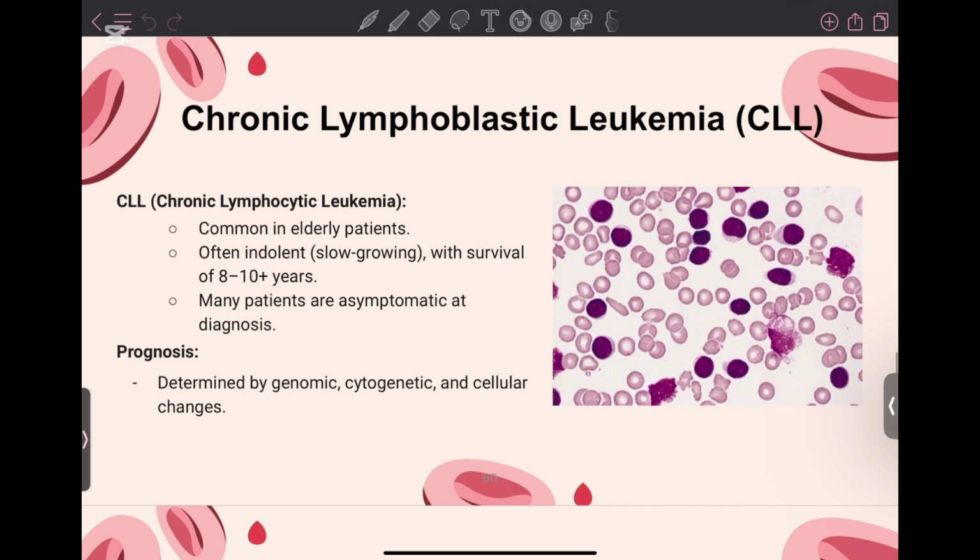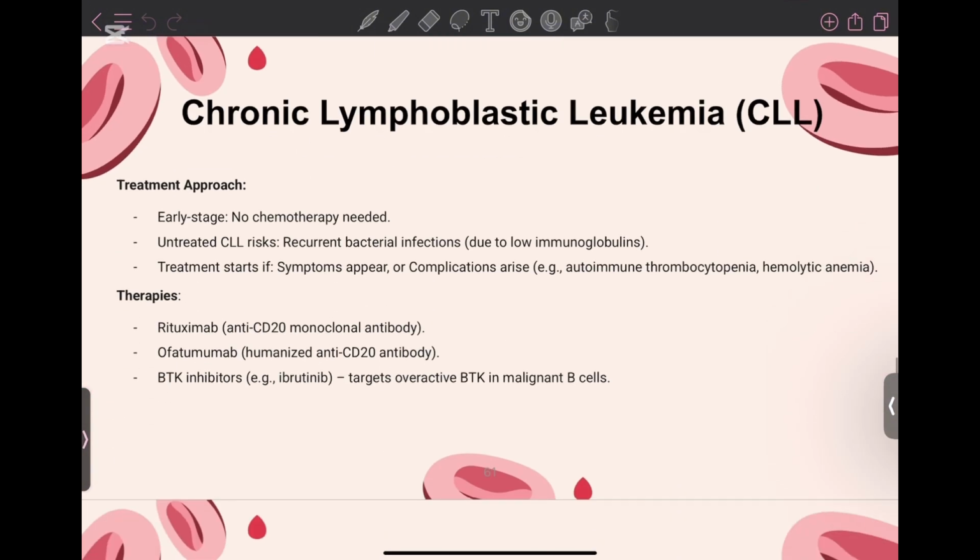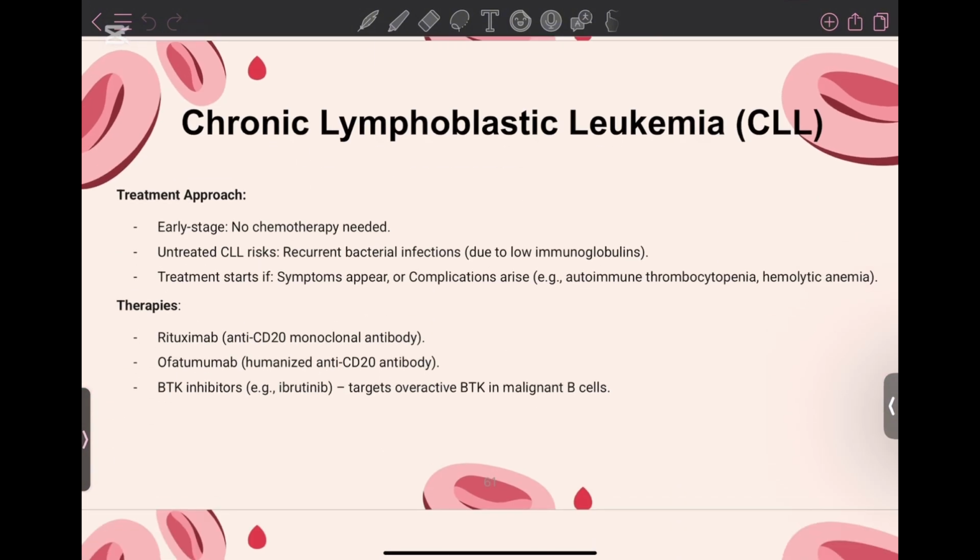Now, moving on to the chronic lymphocytic leukemia. Chronic, so it tends to occur in the elderly. It's often very slowly growing, and many patients are asymptomatic until the diagnosis. Of course, you need to do genetic testing. Cytogenetic and cellular changes are also detected by the microscopy. Chronic lymphocytic leukemia.